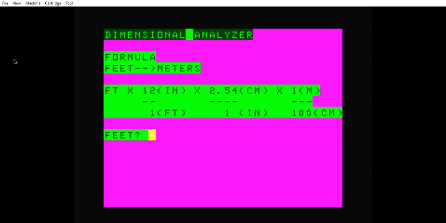Hi, I want to share this quick app that I just wrote, probably in no more than half an hour, on my Color Computer 1 and 2 emulator, the TRS-80.